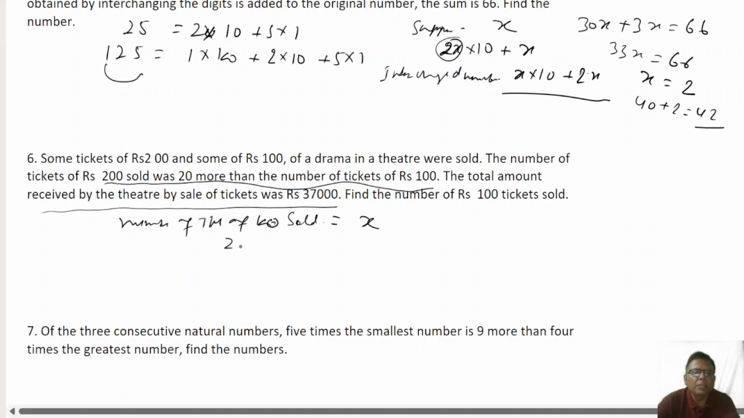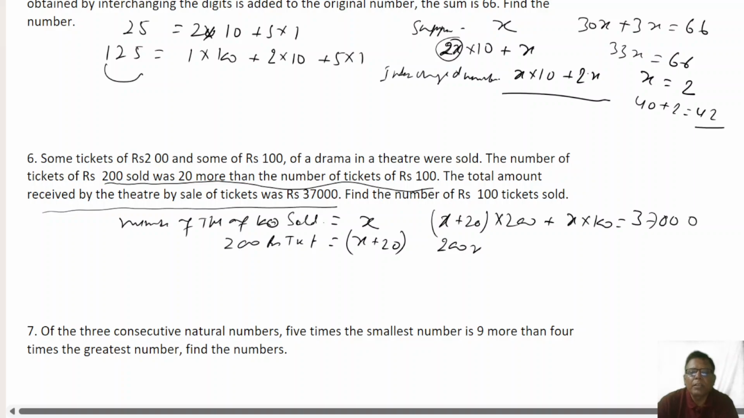Then the 200 rupees tickets will be sold how many? x plus 20. So the total amount collected will be (x plus 20) into 200 plus x into 100 is equal to 37,000. So 200x plus 4,000 plus 100x is equal to 37,000.